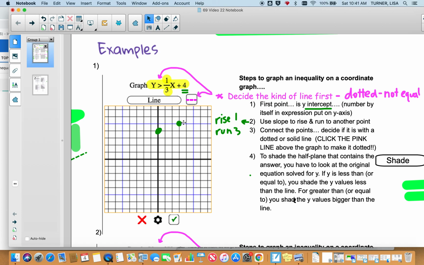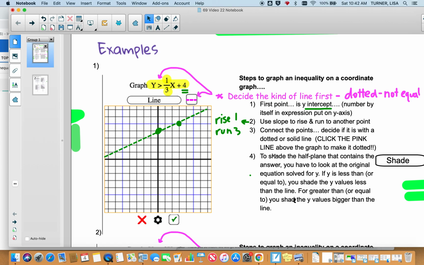And in GMM, when you click that second point, it will automatically give you the dotted line through those 2 points. We have to hand drill that in though. All right? And so the points will be connected. So step 3 is it's automatically done.